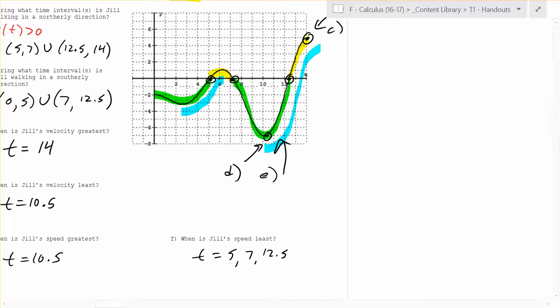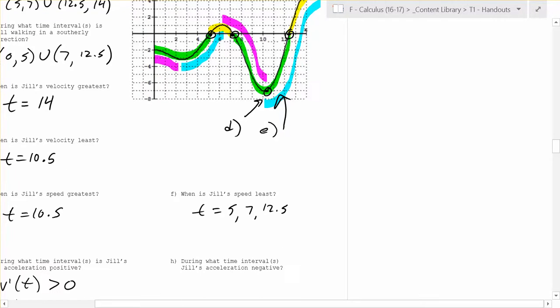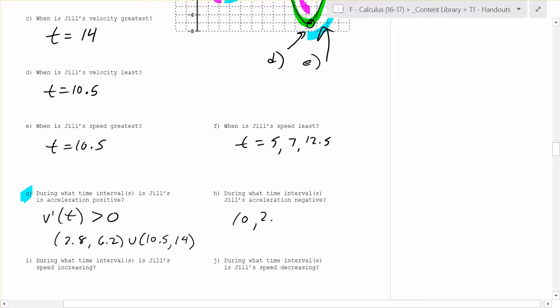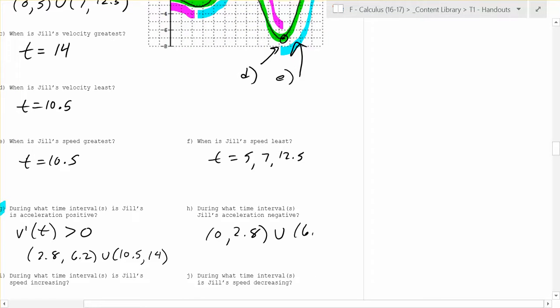And then where's the acceleration negative? Well, it's going to be negative everywhere else, right? So where it's going down. So what is that going to be, Noah? 0 to 2.8. Yeah, if you said 2.8 before, you got to say it again. Union what? 6.2 to 10.5. Exactly. Are we okay so far? Raise your hand if you are okay so far.